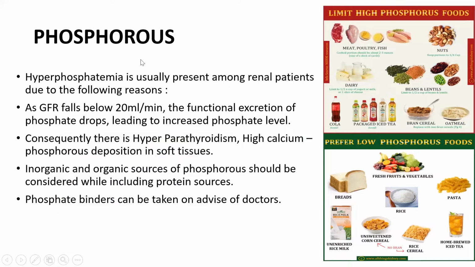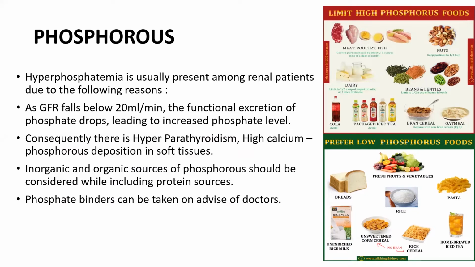Now, phosphorus. Hyperphosphatemia is usually present among renal patients due to the following reasons. As GFR falls below 20 ml per minute, the functional excretion of phosphate drops, leading to increased phosphate levels. Consequently, there is hyperparathyroidism and high calcium phosphate deposition in soft tissues.